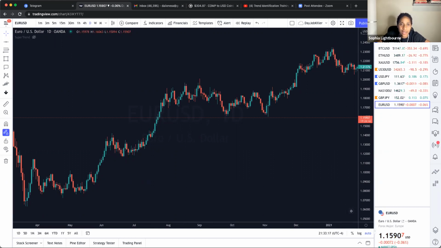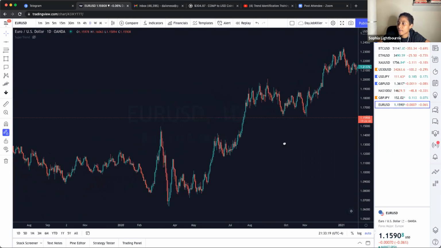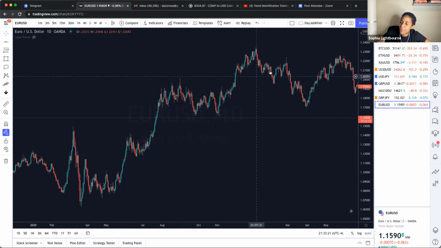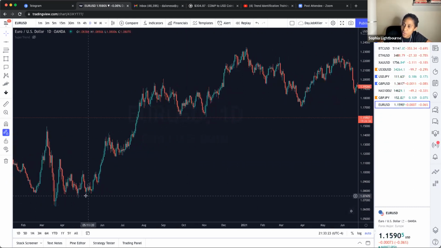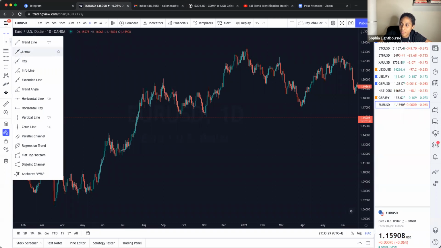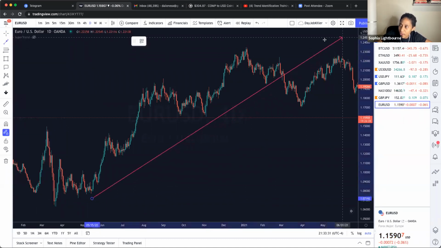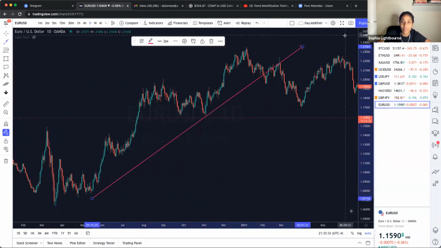So let's look at it. Let's look at this again. Let's just look at this area right here. Let's look for the trend. So right here, we can clearly identify, guys, just looking at this chart, that right here there's an uptrend because price is going up.